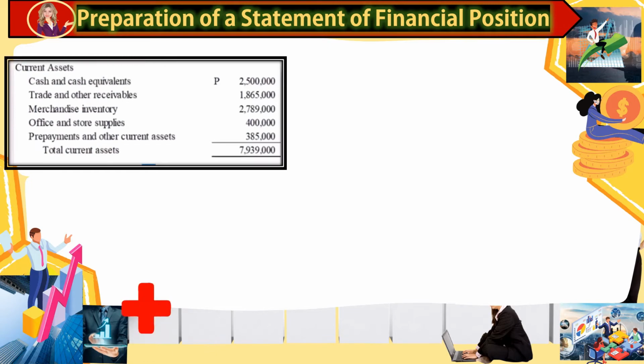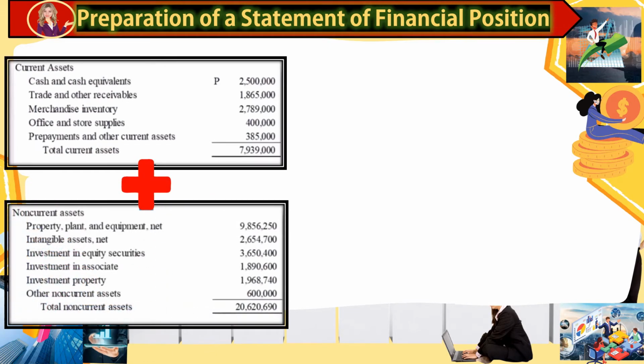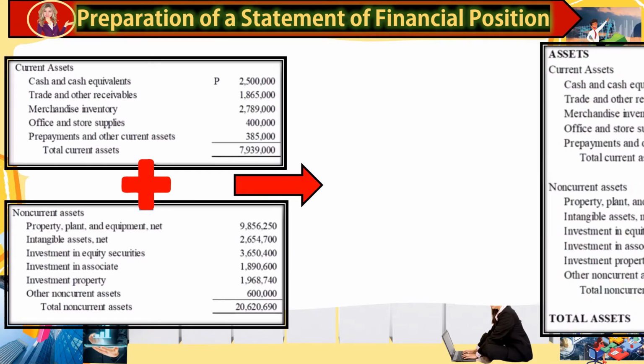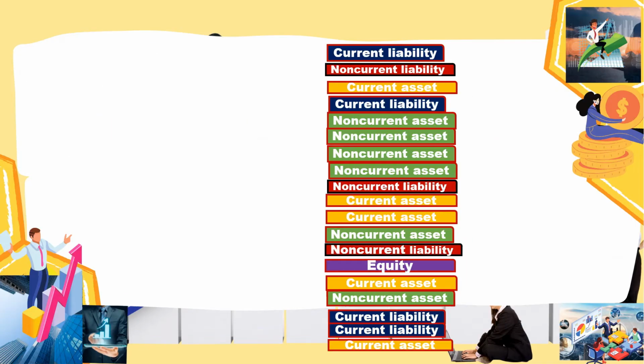total non-current assets. So we have here total current assets, 7,939,000, plus the non-current assets, 20,620,690. So for total assets, 28,559,690. Let us move on now to our liabilities.